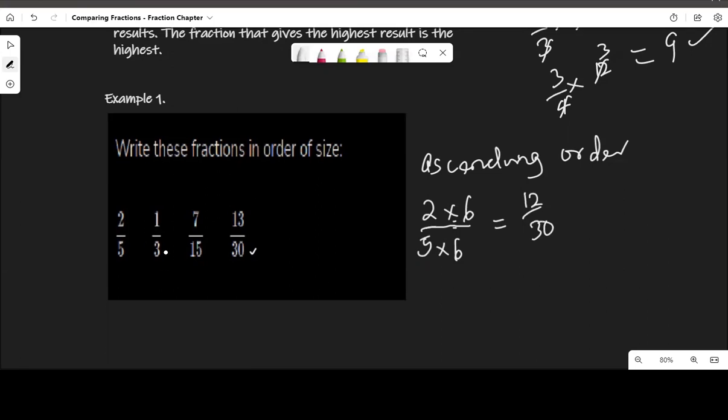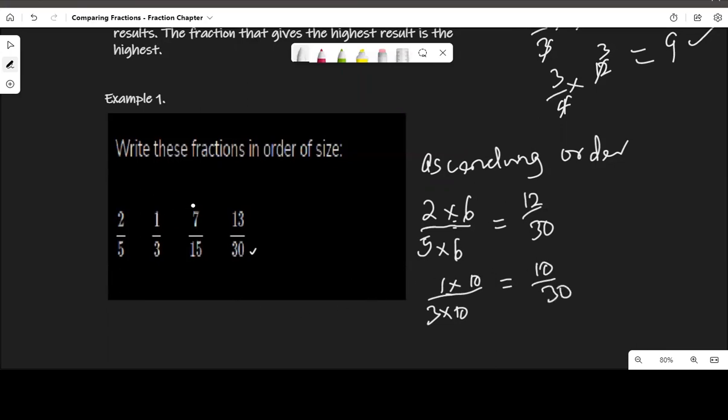Then for the second fraction, what will I multiply 3 by to get 30? That should be 10. So 1 over 3, 3 times 10 will give me 30. And whatever I do there, I will have to do it to the numerator too. So this is 10 over 30.